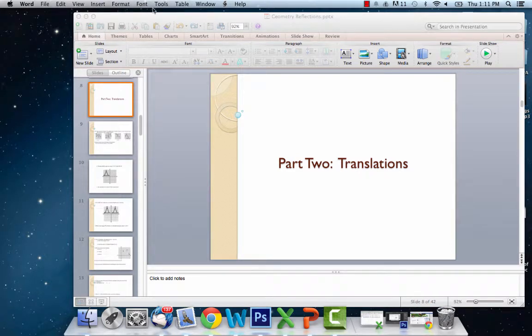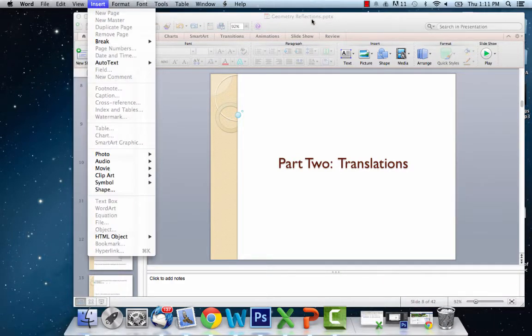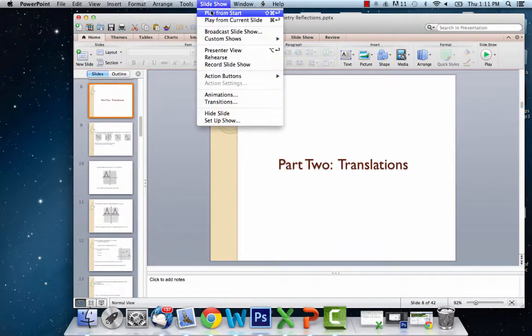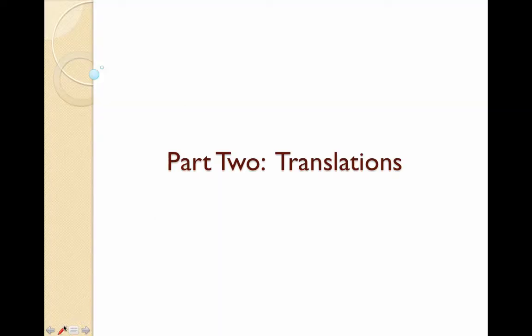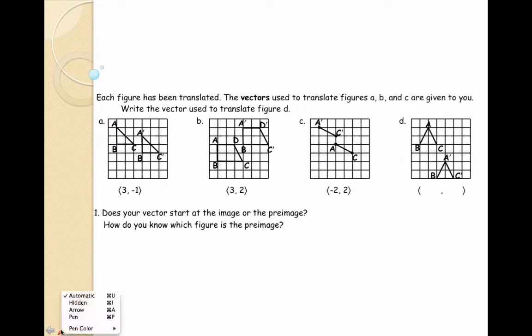Okay, so our next video is about translations, which is another type of transformation. The first thing to consider is vectors, which you've seen before. A vector is just a line segment with direction and magnitude.